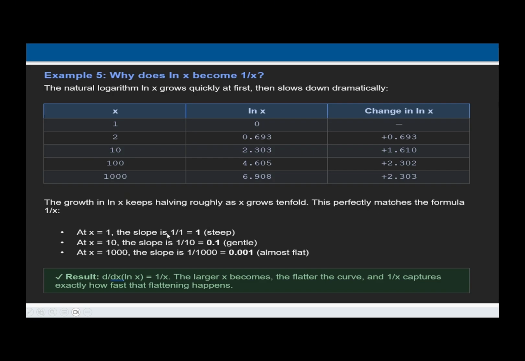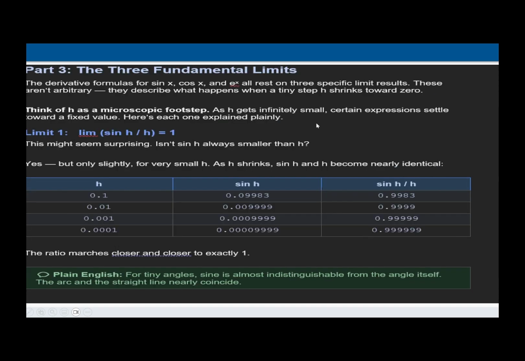When x equals 1, the slope is 1 on 1, very simple. When x equals 10, the slope is 1 on 10, 0.1. But when x equals 1,000, the slope is very, very small, almost flat. So the result: the derivative of log x equals 1 on x. The larger x becomes, the flatter the curve, and 1 on x captures exactly how fast the flattening happens. So that's why log x becomes 1 on x.